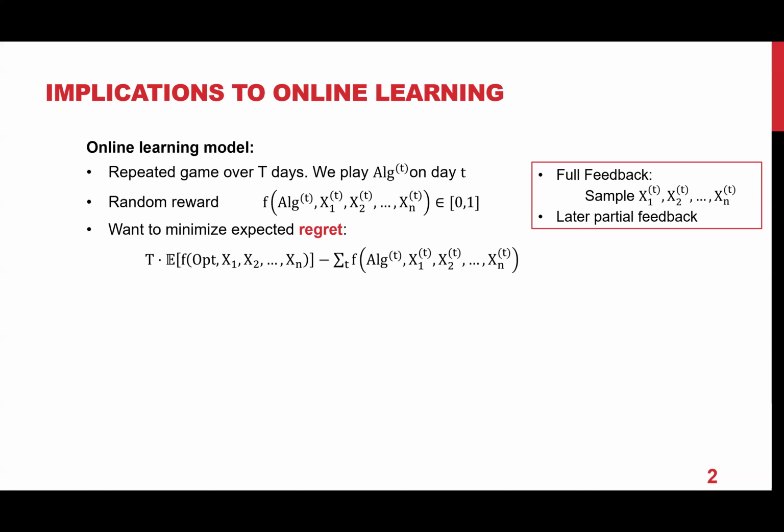Something that's more subtle here is what kind of feedback do you get every round? One is called the full feedback, where on the tth day, you play an algorithm. Then there's some freshly drawn sample, which evaluates the performance of your algorithm. This is the sample xt. But then at the end of the day, are you revealed this sample or not? There are two versions of this model. One is the so-called full feedback model, where you are revealed the entire sample. In the other world, you are not revealed the sample, you only receive some partial feedback.